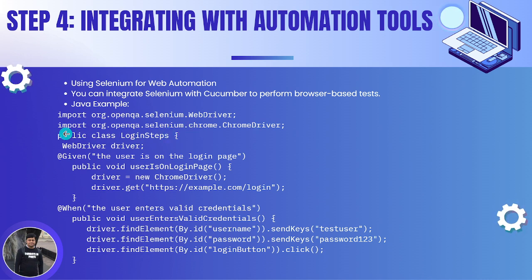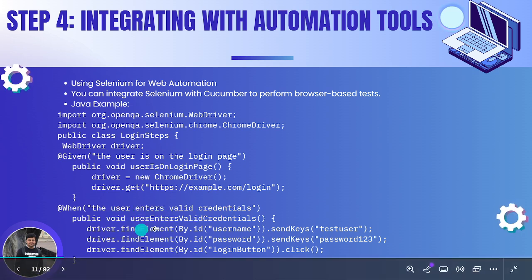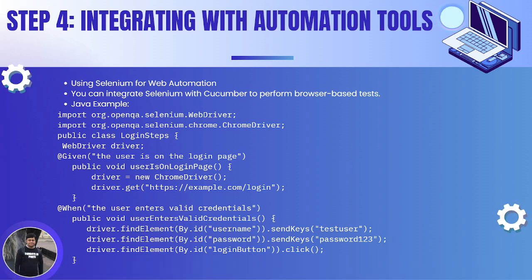For that, you just need to create public class LoginSteps and then WebDriver driver, and then you can have the Given the user is on the login page. For that, you need to initialize the driver equal to new ChromeDriver, and then you go to the URL. After going to the URL, you can pass the credentials like driver.findElement by ID username, sendKeys testuser, and then password, sendKeys password123, and then findElement by ID loginButton dot click. So the username and password are entered in the login text boxes, and then you can click on the login button.